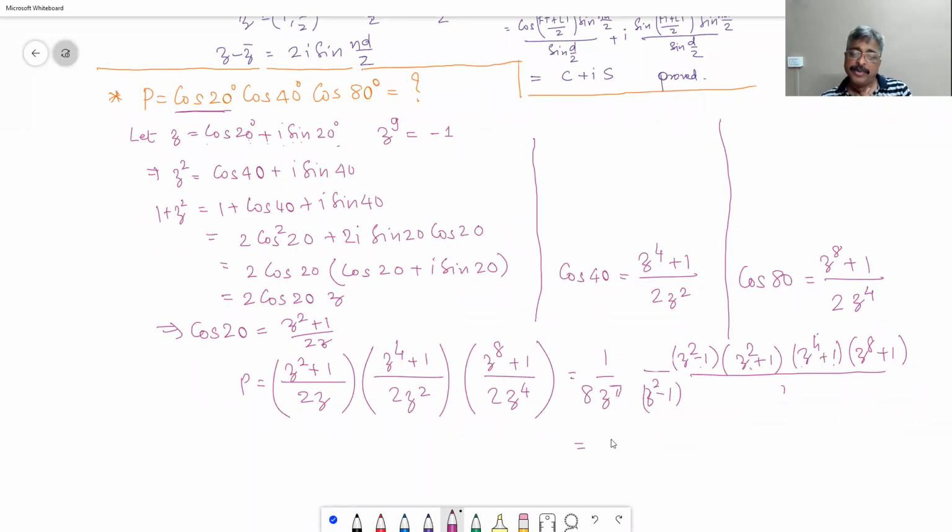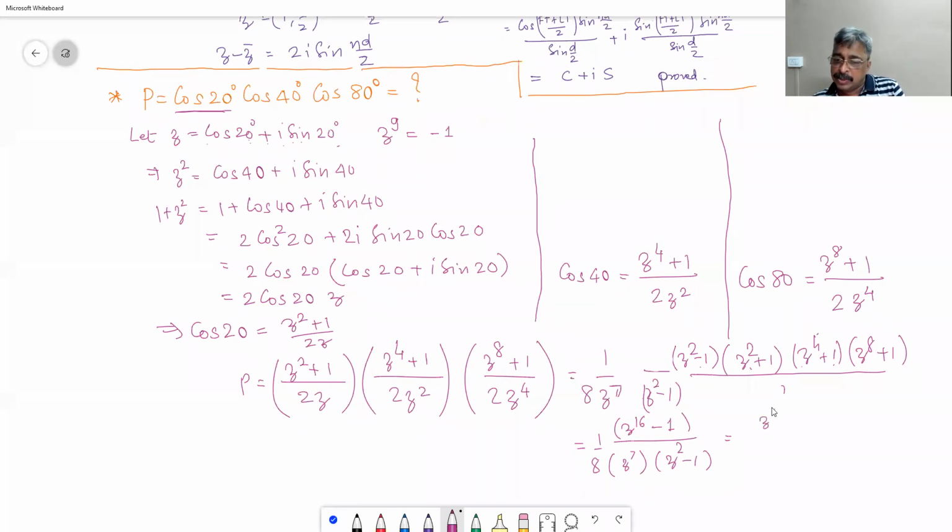Therefore, eventually what you have in the numerator is 1 upon 8 into z raised to 7 into z square minus 1 upon, in the numerator, z raised to 16 minus 1. Now you know z raised to 9 is equal to minus 1. So if z raised to 9 is equal to minus 1 here, then what is remaining? z raised to 7.